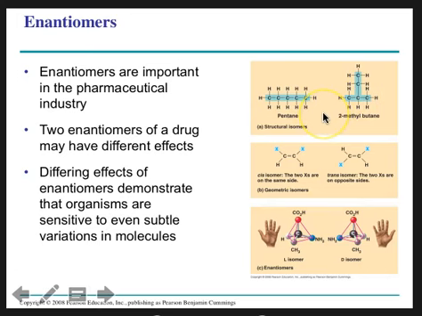So this is a structural isomer. I have the exact same chemical formula: I have C5 and I have 12 H. In this arrangement, I have pentane. If I have it in this arrangement, I have 2-methylbutane. So that's a structural isomer.